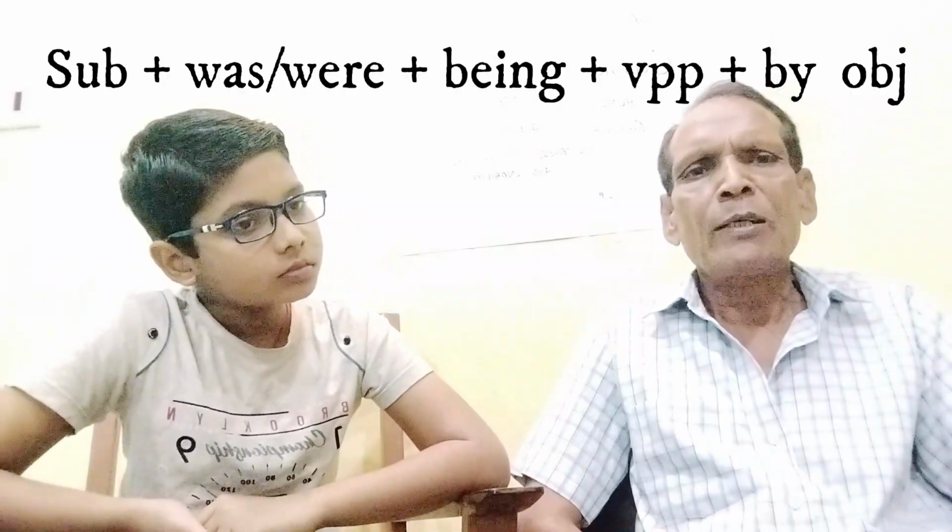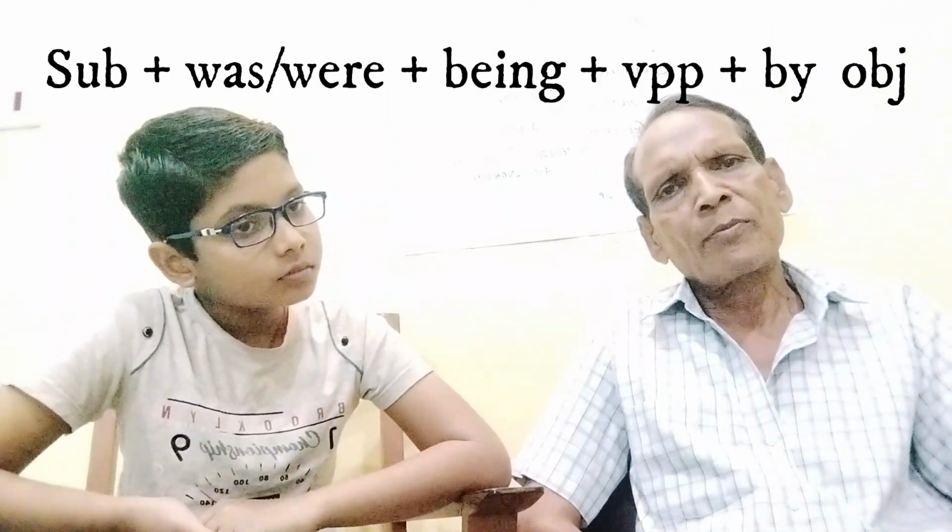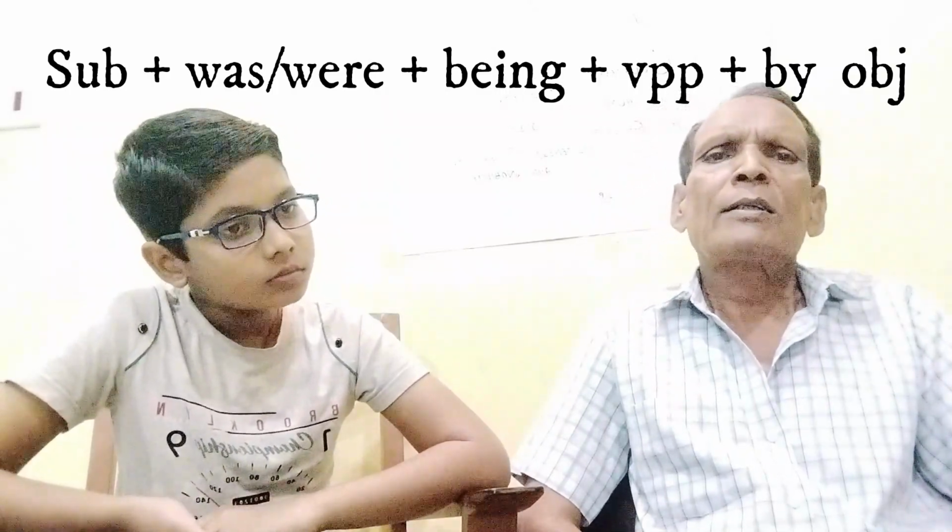Clear? Number B, progressive. A past progressive sentence will be converted to passive voice like this: subject plus was or were plus being plus VPP plus by plus object. Let me just tell you an example: Santiago was catching the biggest fish. The answer will be: the biggest fish was being caught by Santiago. Clear? Yes.